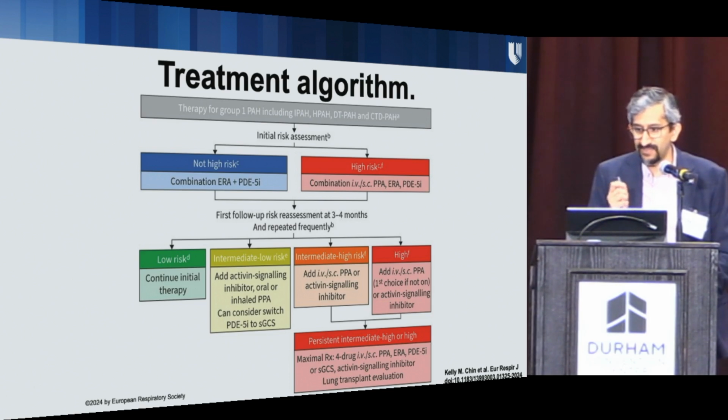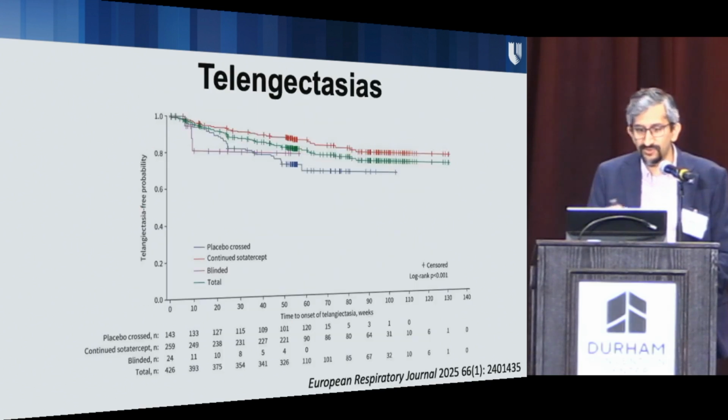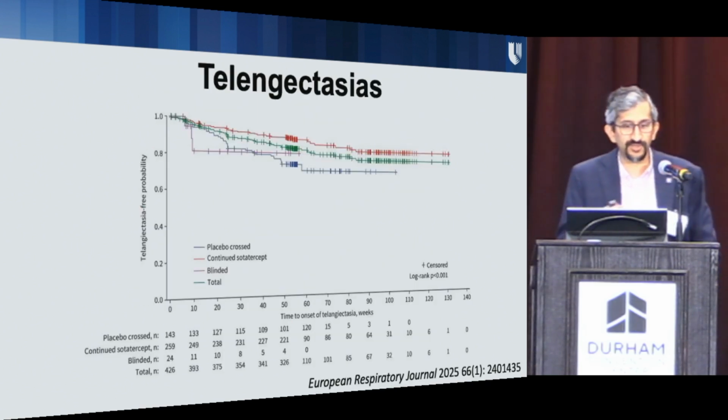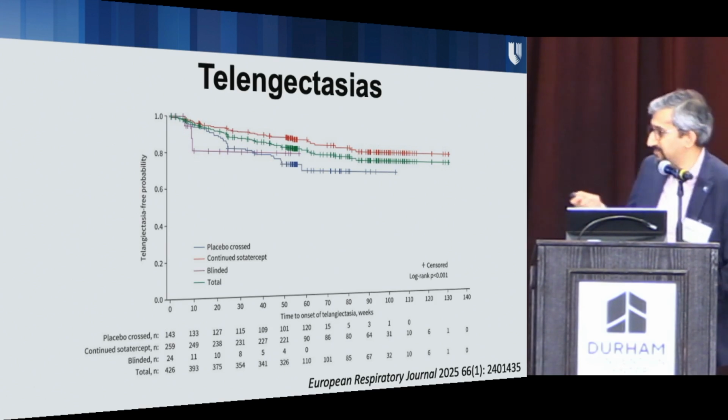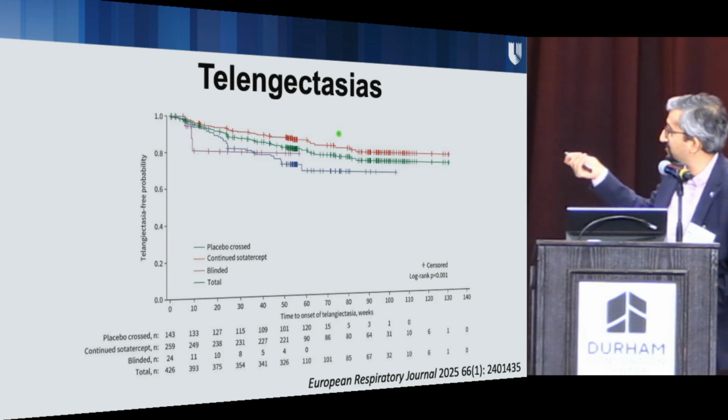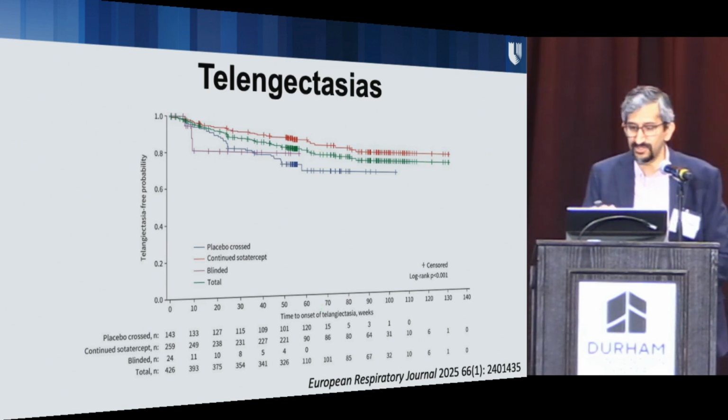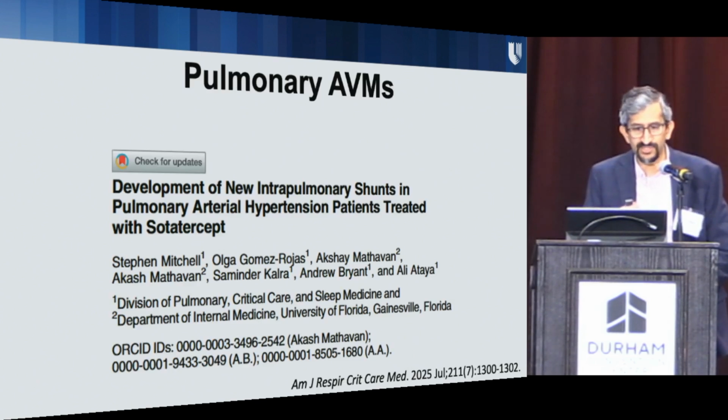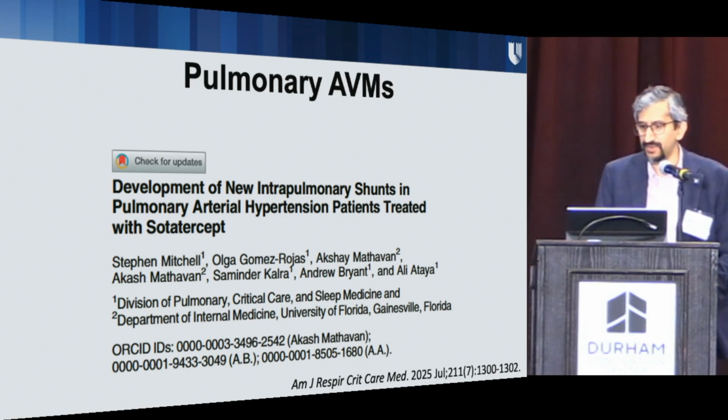Now, I don't want to suggest that everything with sotatercept is, wearing rose-colored glasses here. There are side effects that we have to keep in mind. So when we look at telangiectasias, there is a risk of telangiectasias, although it appears to stabilize out after a couple of years. The risk of telangiectasias does not seem to increase. But other side effects have been reported, such as development of pulmonary AVMs, although they don't appear to be super clinically important. These are just picked up on bubble studies. They don't seem to be associated with the development of hypoxemia.